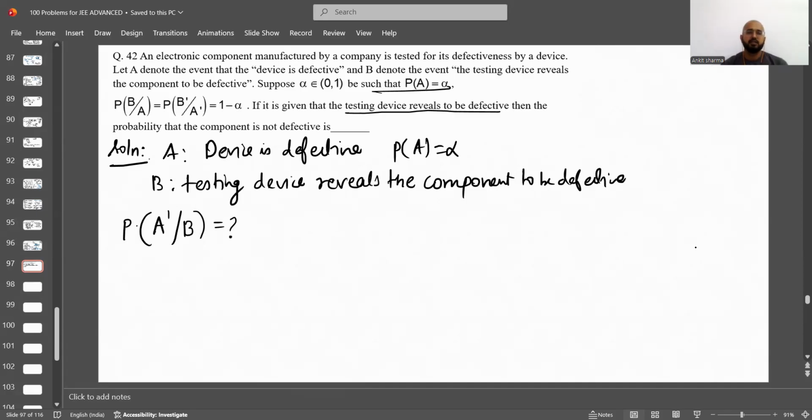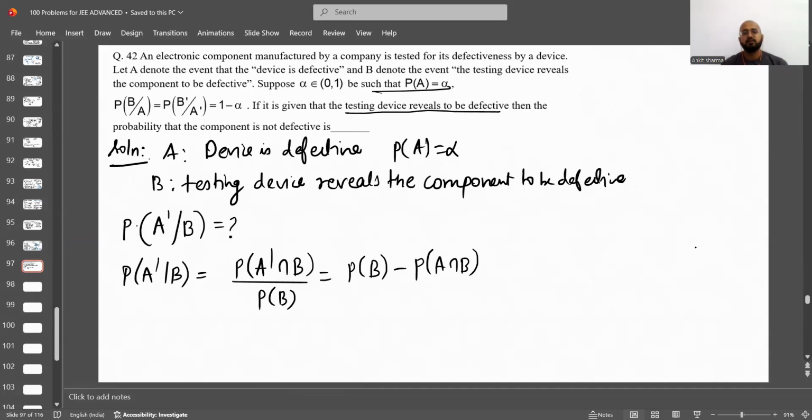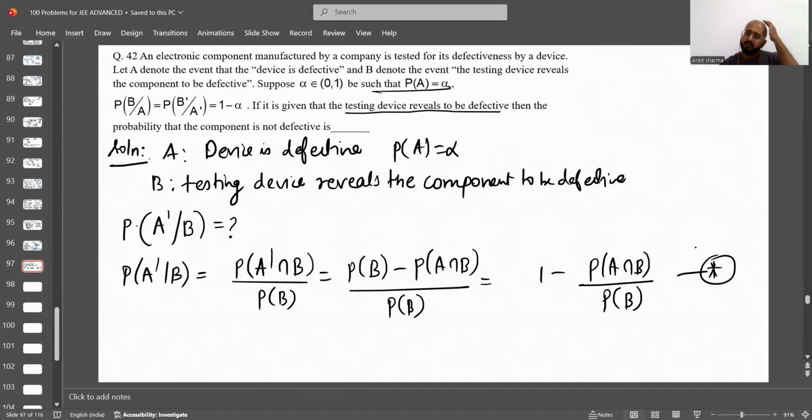This is a conditional probability, so we'll go ahead with the conditional definition. P of A complement given B is the probability of A complement intersection B over the probability of B. A complement intersection B is probability of B minus probability of A intersection B, all over P of B. Now I can split this to have 1 minus P of A intersection B over P of B. I'll call this equation star. We now need to find P of A intersection B and P of B, and we have none of them. So let's go ahead.